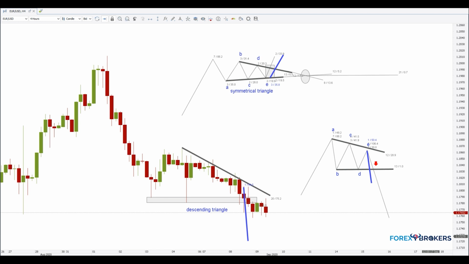In the third part, we will discuss the concept of running triangles, but also what other things to consider when trading contracting triangles. This is the triangle as a reversal pattern.